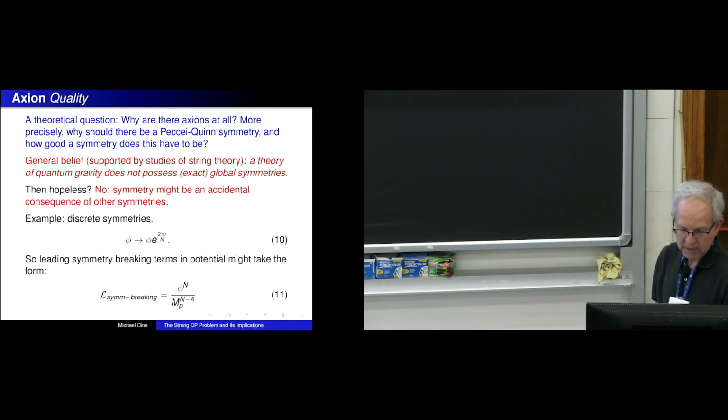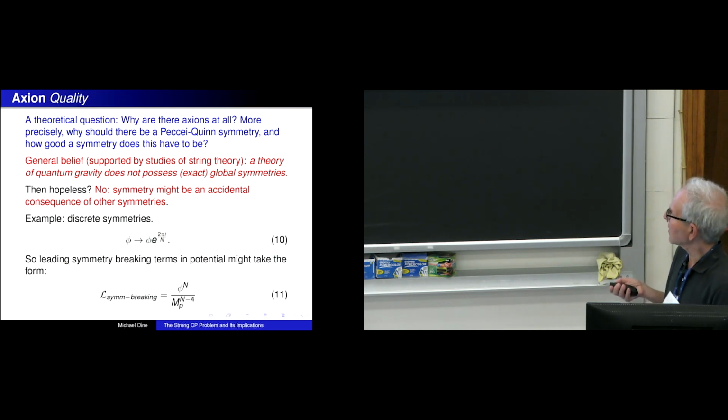So is it hopeless? No, the symmetry might be an accidental consequence, for example, of other symmetries. For example, if you have discrete symmetries, if I have a field phi whose phase is going to be the axion, which transforms under a discrete symmetry, phi goes to phi e to the 2 pi i over N, then if N is large enough, the leading symmetry breaking operators, just in terms of phi, go like phi to the N over M_P to the N minus 4. By this I mean the leading operators which violate the approximate continuous symmetry.